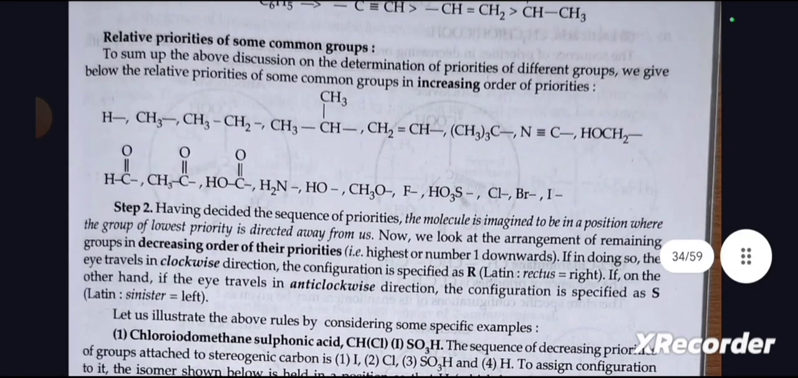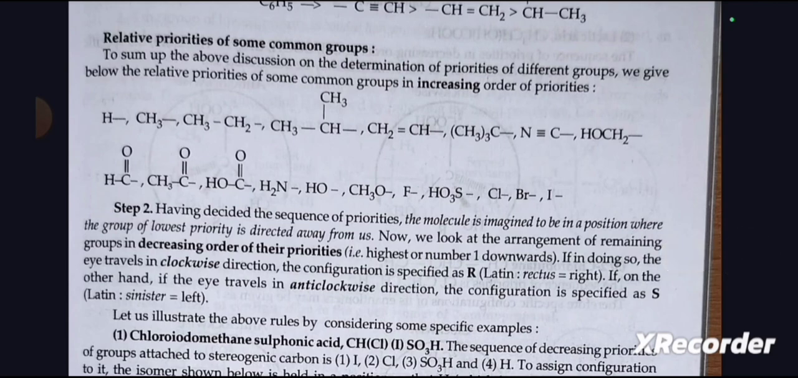Relative priorities of some common groups. To sum up the above discussion on the determination of priorities of different groups, we give below the relative priorities of some common groups in increasing order of priority: H, CH3, CH3CH2, CH3CHCH3, CH2=CH, C6H5, C≡CH, CH2OH, CHO, COCH3, COOH, CONH2, NH2, OH, OCH3, F, SO3H, Cl, Br.